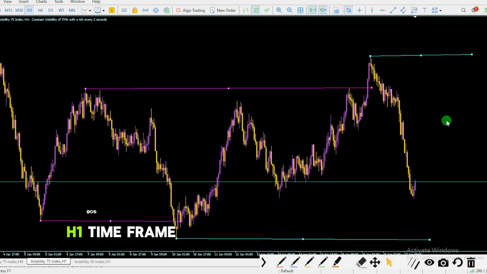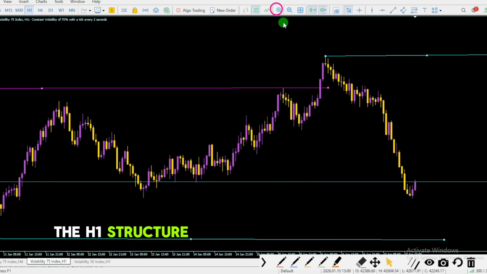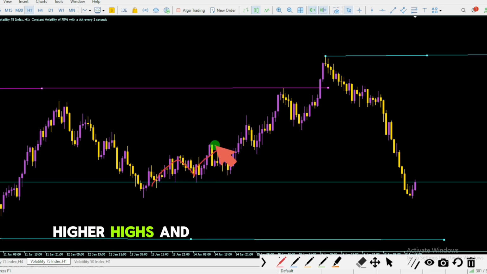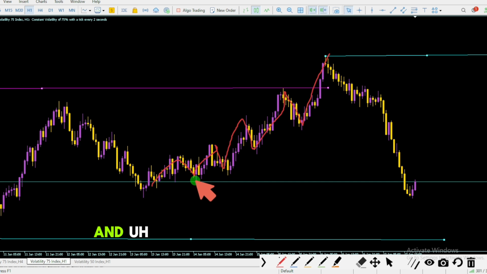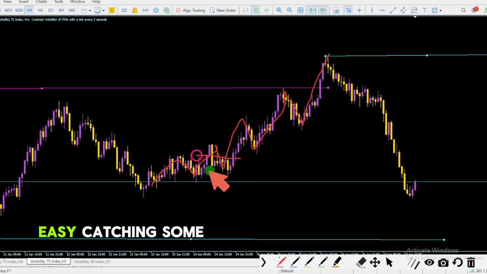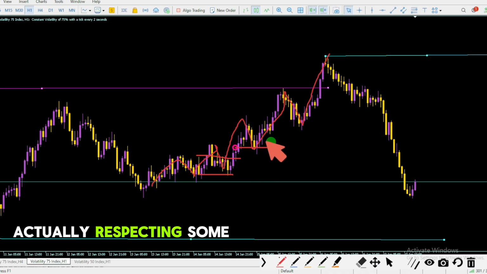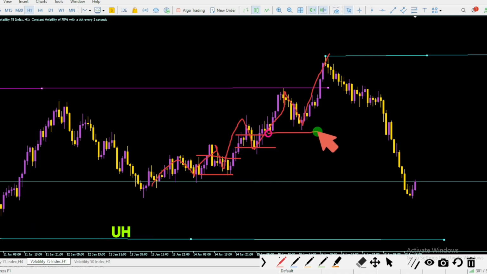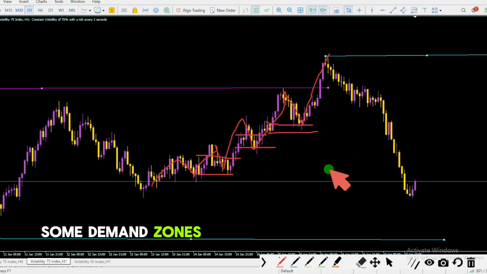Now on the H1 time frame, we can see that market has currently broken the H1 structure to the downside. Market was printing higher highs and higher lows. This was a pretty good market, and it was very easy catching some buys right here because market was actually respecting some demand zones.